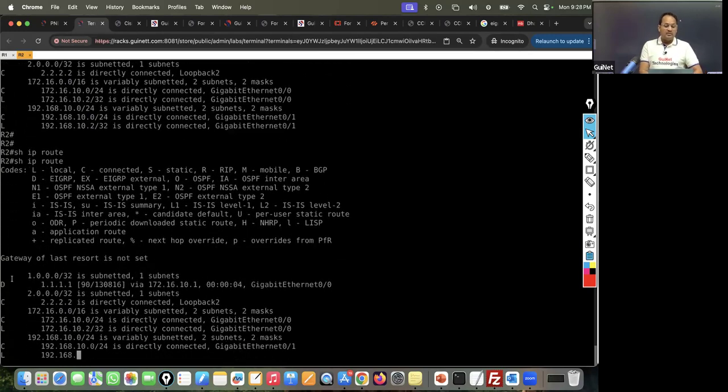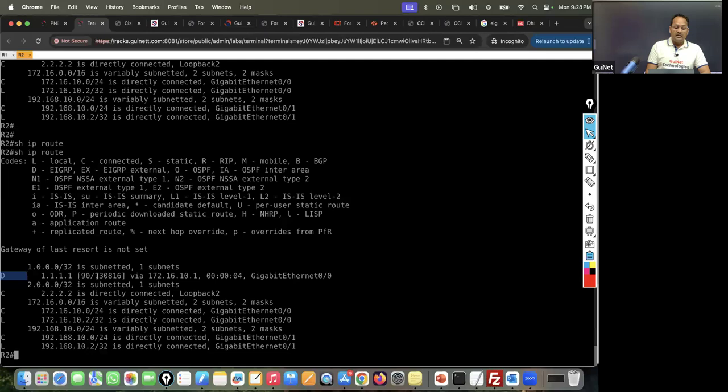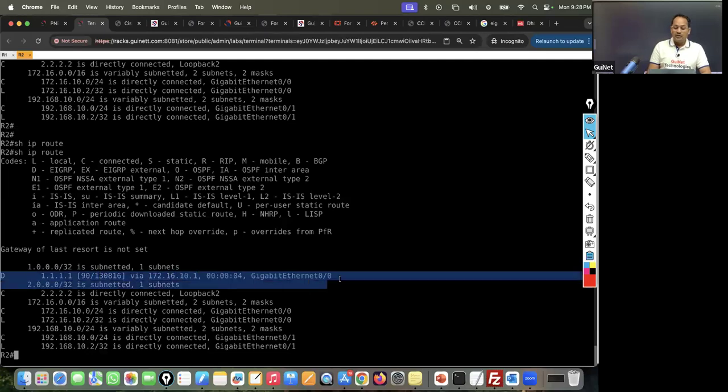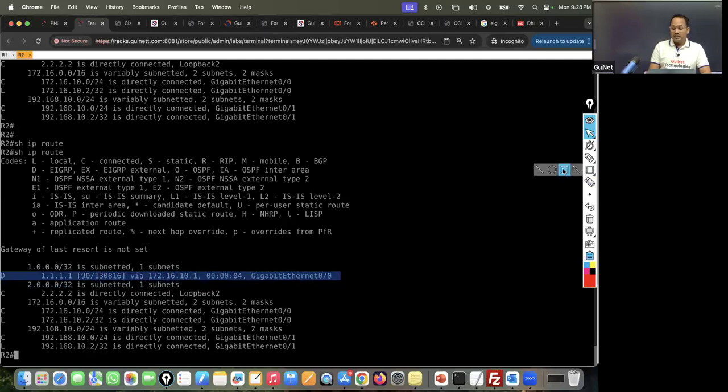See, I'm starting to get the route with the D. D is equal to your EIGRP. You just focus here, D. And if I go here, see here, this is indicating the route you're receiving, that is your EIGRP route.